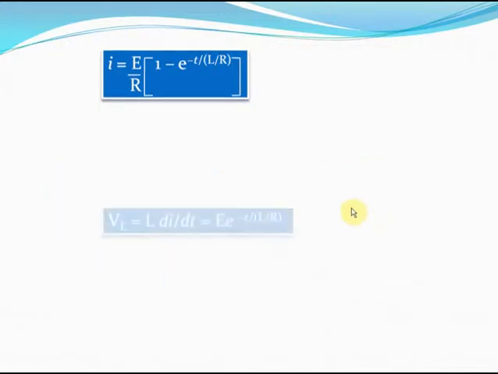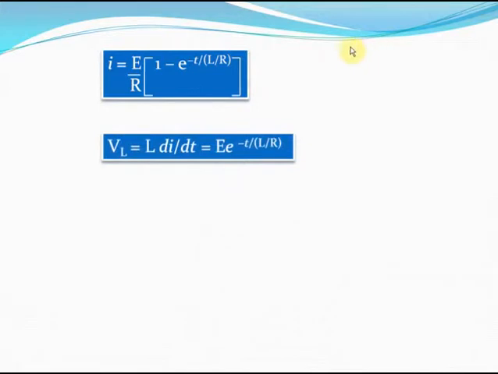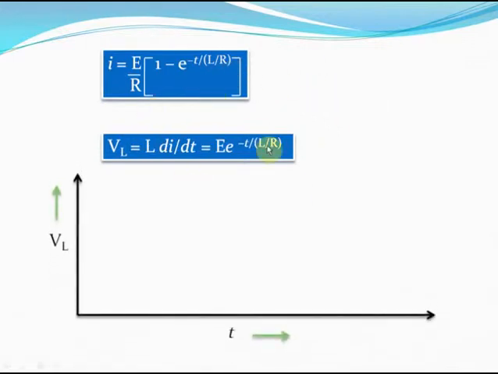Now if the current is this expression, we can also determine the induced EMF in the inductor. The induced EMF is L di by dt, so we can differentiate this current and multiply that value by L. When we do that, we get the value of the net induced EMF as this expression. Understood? There we go. This is the variation of the induced EMF with time. As you can see, as the time increases, the induced EMF goes on decreasing. At time t tending to infinity, there's hardly any EMF induced.